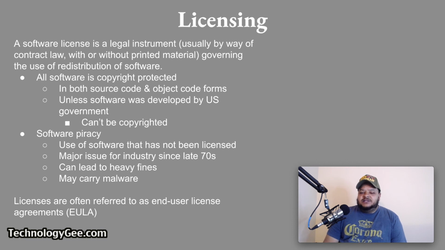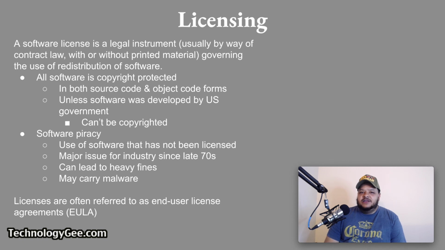Licensing. A software license is a legal instrument, usually by way of contract law, with or without printed material, governing the use or redistribution of software. Under United States copyright law, all software is protected in both source code and object code forms, unless that software was developed by the United States government, in which case it cannot be copyrighted.